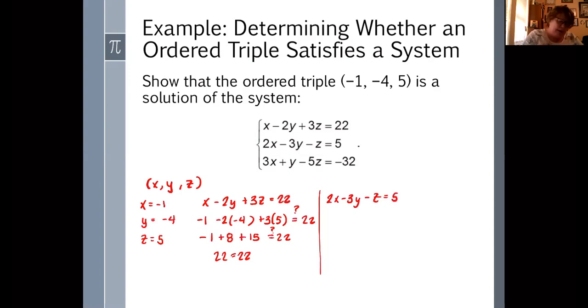All right, we're going to replace x with -1, y with -4, and z with 5. And we're going to see, do we get 5? So 2 times -1 is -2. -3 times -4 is plus 12. Well, it looks like I have -2 plus 12 is 10. 10 minus 5 is 5. So yes, it satisfies the second equation. Now let's check the third.